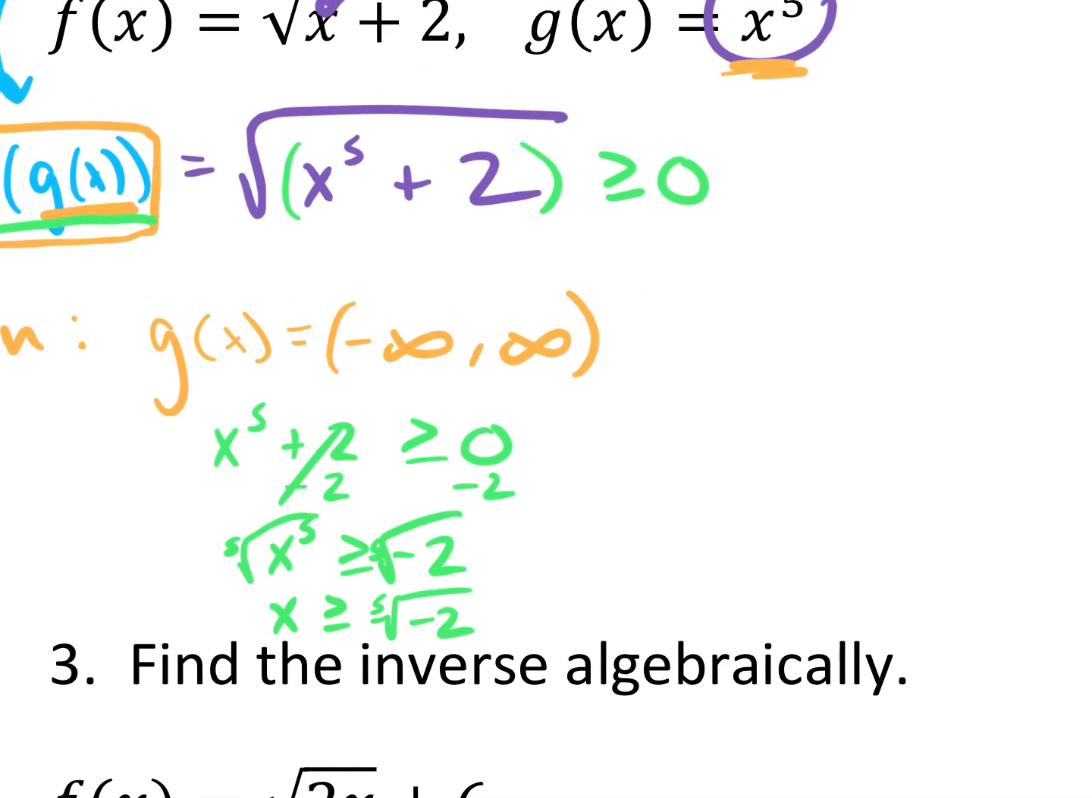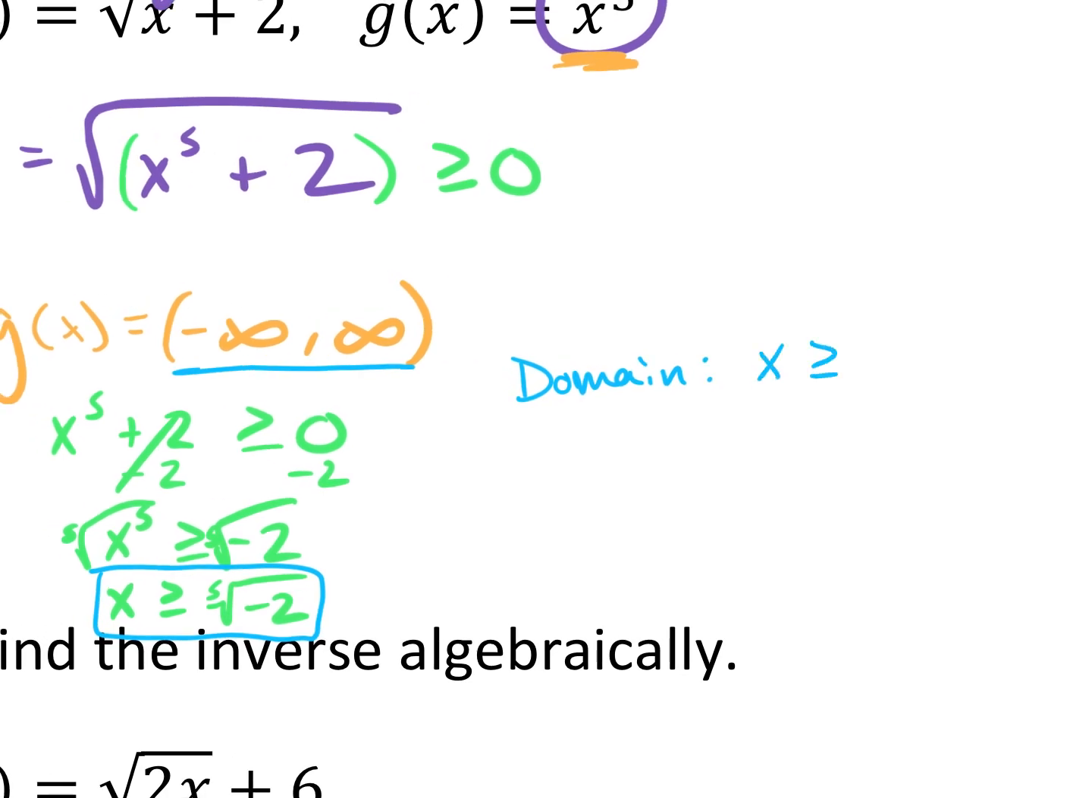So for our domain of the whole thing, it has to be what overlaps. Because this is everything, and this is specific, we would say the domain is x is greater than or equal to the 5th root of negative 2. It could be written like this, or it could be written in interval notation, so it would be the 5th root of negative 2 to infinity, because x has to be greater than it. And this would be a bracket, because it's x is greater than or equal to. So these are the same, just written 2 different ways.